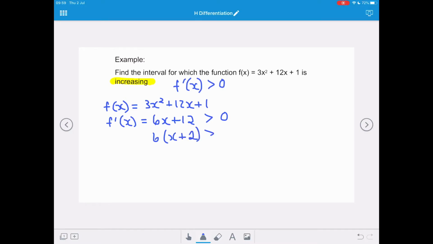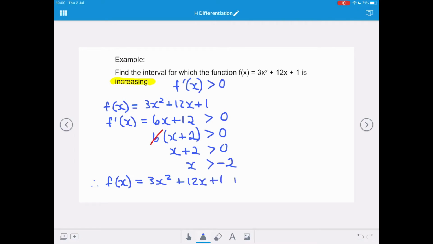So we can take out a common 6, and then divide both sides by 6, and we end up with x + 2 > 0. Then we take away 2 from both sides, and that gives us x > -2 to make this function an increasing function. So therefore, f(x) = 3x² + 12x + 1 is increasing for any value of x that is greater than -2.